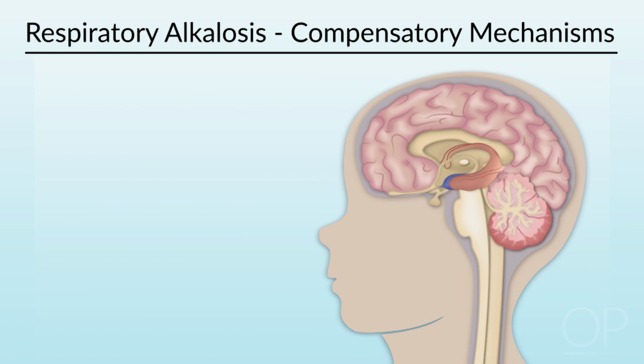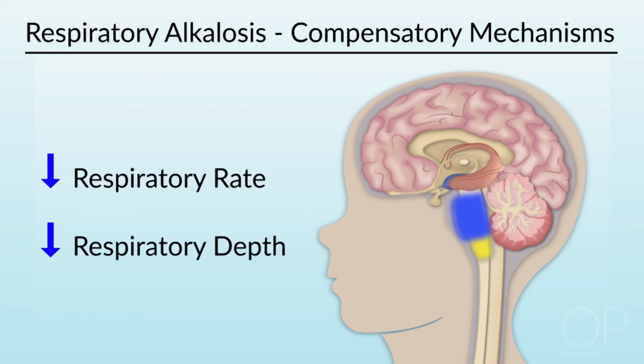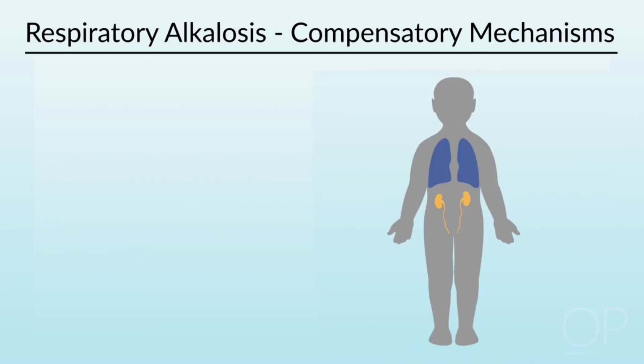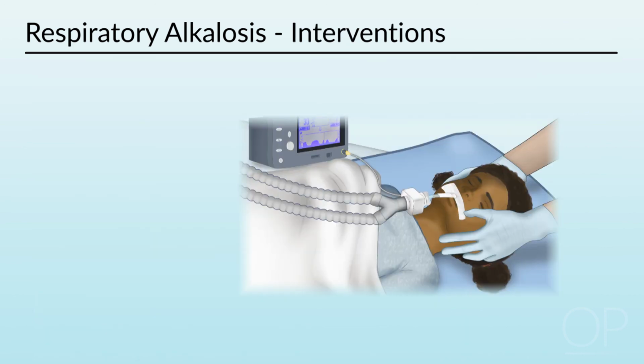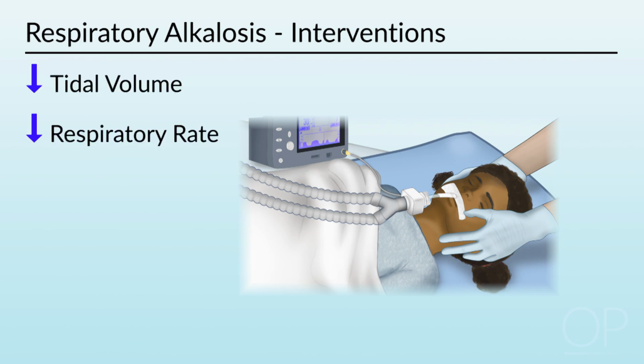The compensatory response to respiratory alkalosis is, for the most part, essentially mediated by our brainstem, which will cause us to decrease the depth and rate in which we breathe in response to decreased CO2. As with respiratory acidosis, the renal response is much slower. For a patient who is mechanically ventilated, we would decrease the pressure in an effort to decrease tidal volume, and/or we would decrease the set rate or consider extubation.